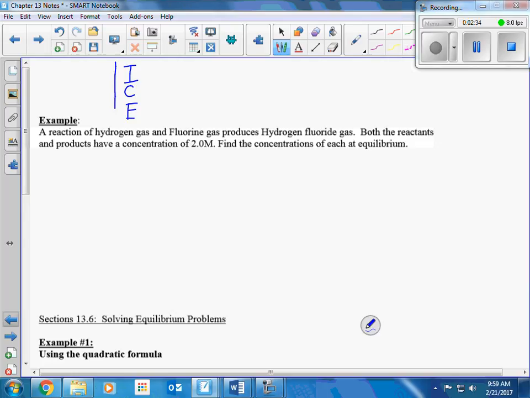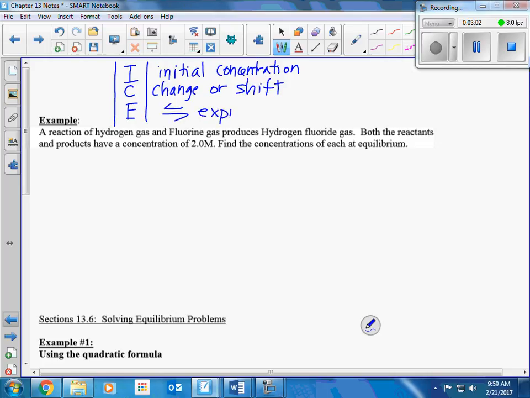So ICE stands for initial concentration. C is going to be the change or shift, and E is going to be our equilibrium expression. So we're going to use ICE tables in equilibrium, and in acids and bases in the next couple of chapters.